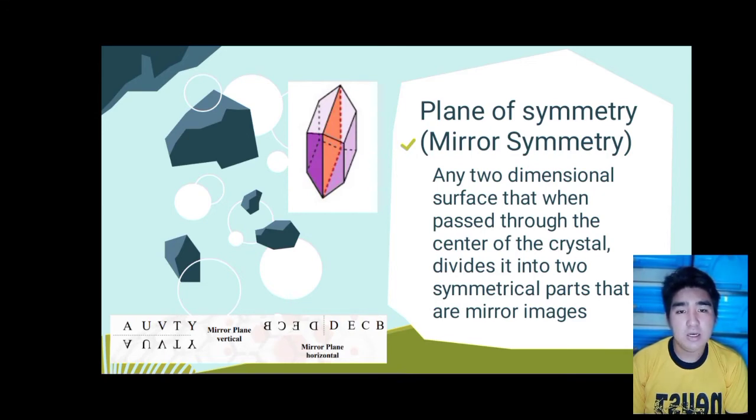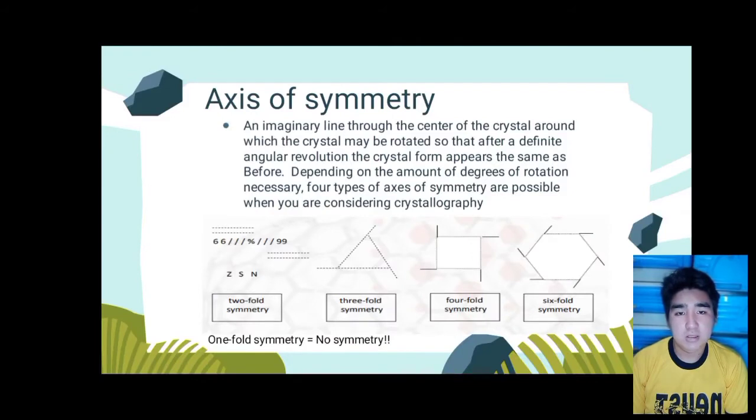So the next is the axes of symmetry. An axis is an imaginary line through the center of a crystal around which the crystal may be rotated so that after a definite angular revolution, the crystal appears the same as before, depending on the amount of degrees of rotation necessary. So, 4 types of axes of symmetry are possible when you are considering crystallography.